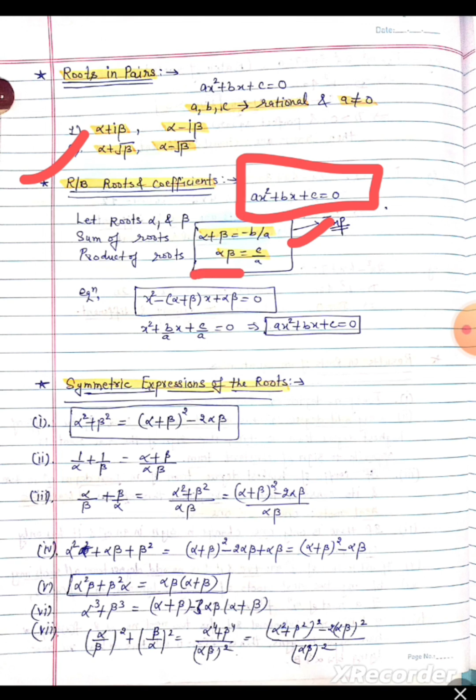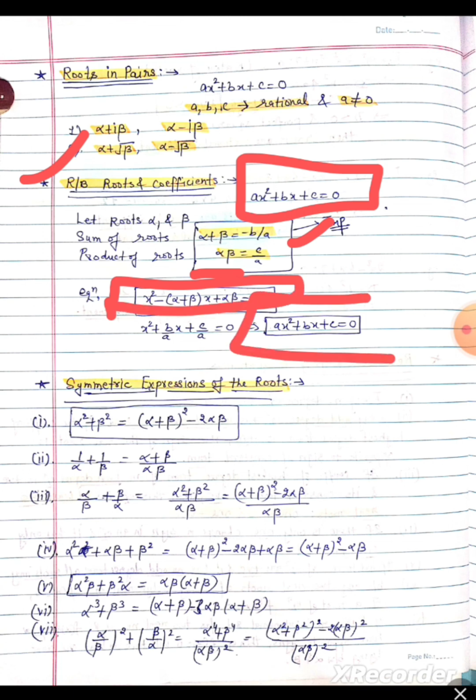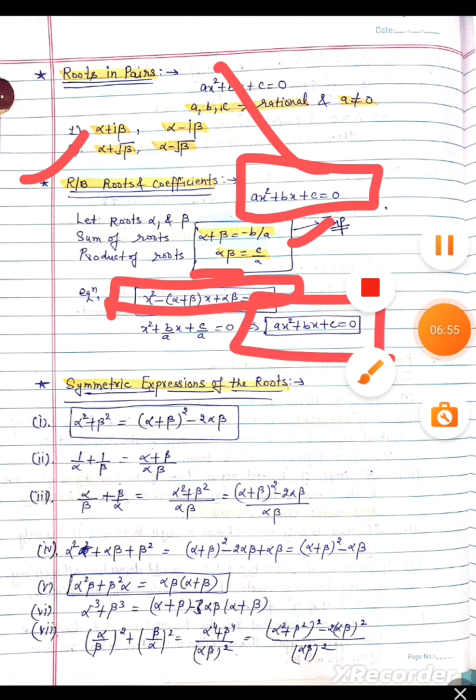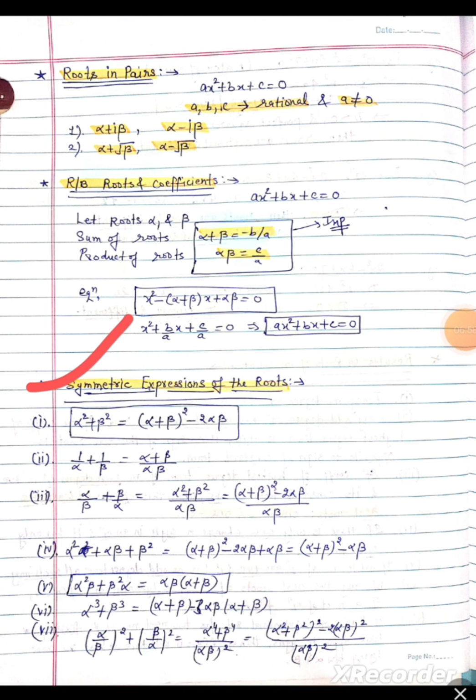The second is the product of roots, alpha beta, which is the constant term coefficient divided by the highest term, that is the x square coefficient. If we put this in the equation, we automatically find the given quadratic equation. Next are the symmetric expressions of the roots.